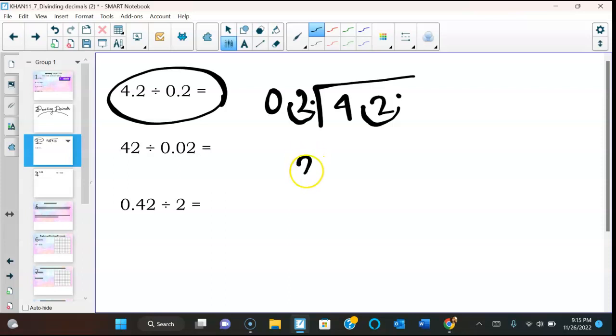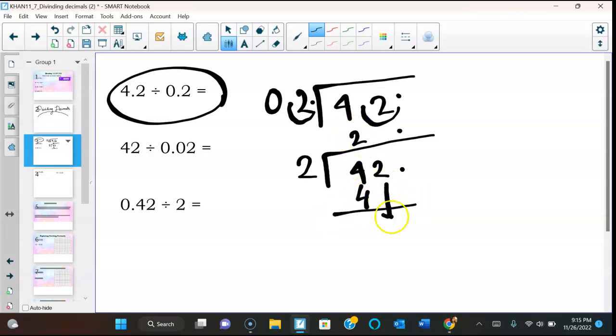So now rewrite the settings. So this is the whole 2 and this is 42. Our decimal point is here. And the next step is put the decimal on the roof. Now you're going to divide 42 divided by 2. So 2 times 2 is 4. Drop 2 here. 2 times 1 is 2. And 21 is our answer.